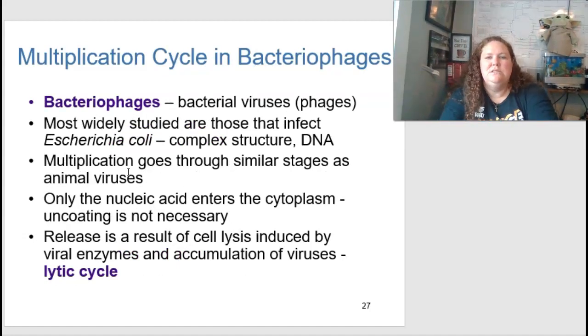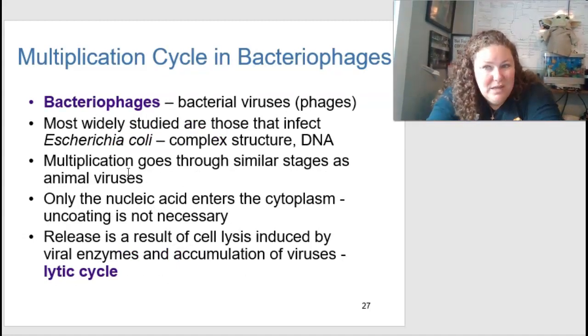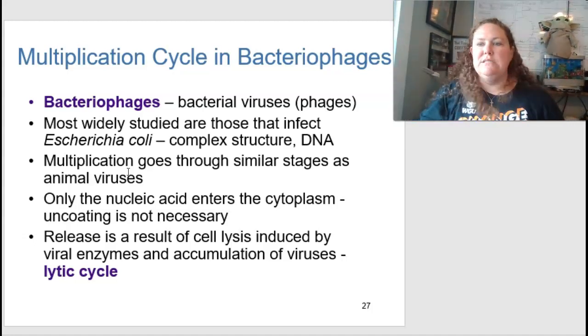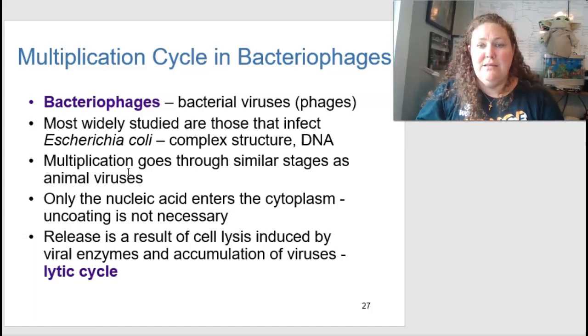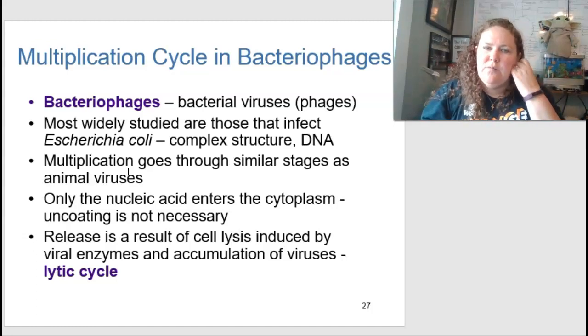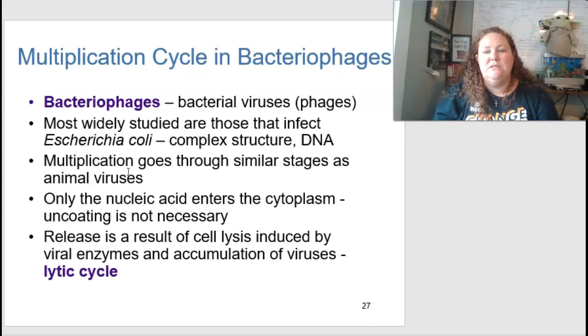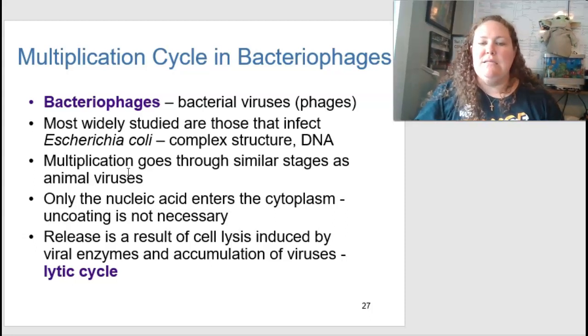We also have multiplication cycles in bacteriophages. So what are bacteriophages? Well, we'll break it down. Bacteria would be the bacterial part, and phages would be viruses. The most widely studied are those that infect bacteria, for instance E. coli. We've already looked at this in the lab. This is a complex structure and it has DNA. Multiplication goes through similar stages as the animal viruses, and only the nucleic acid enters the cytoplasm. The uncoating is not necessary. Then release is a result of cell lysis, which is induced by the viral enzymes and the accumulation of viruses, and this is called the lytic cycle.